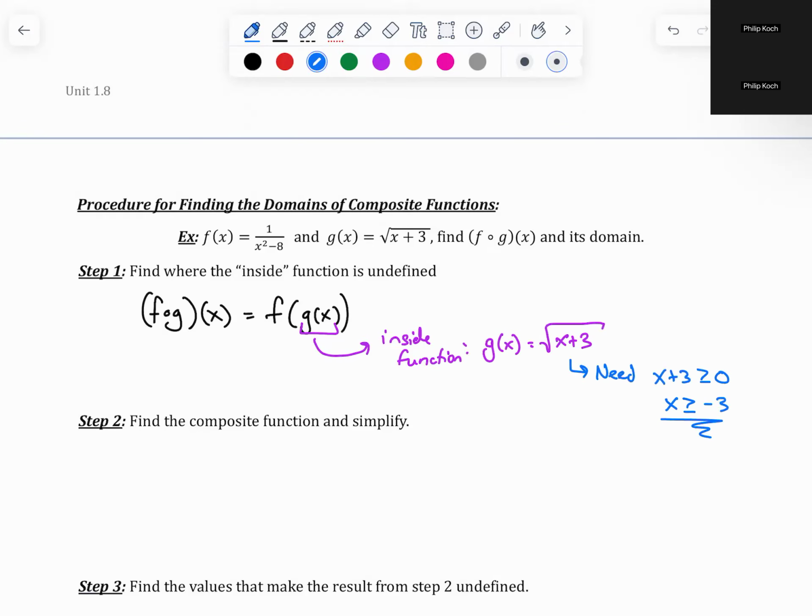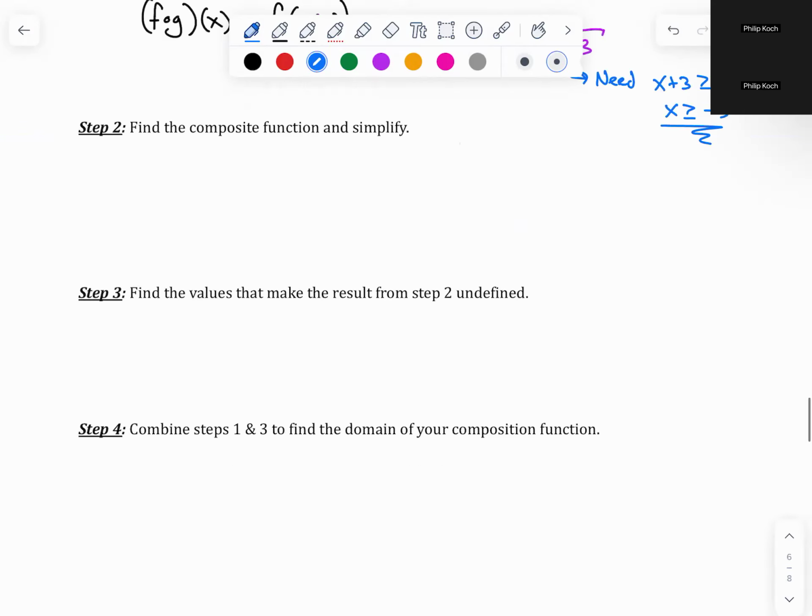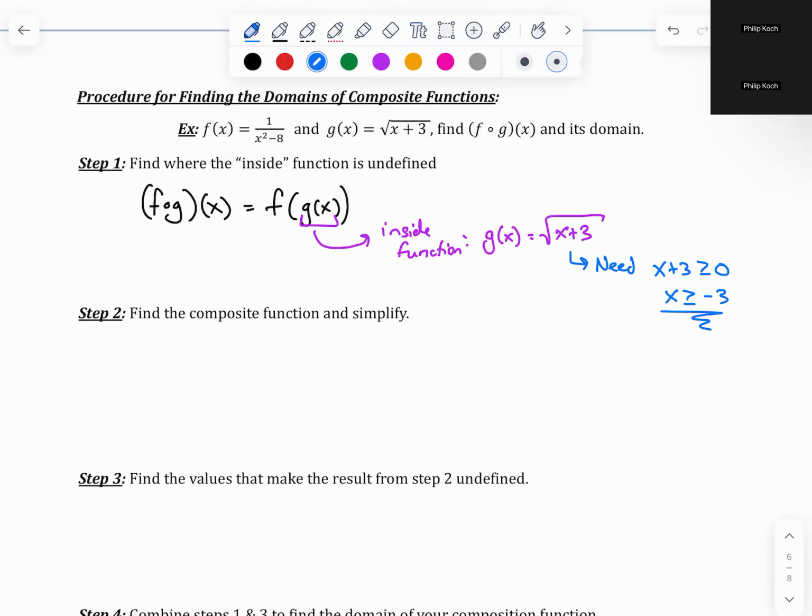I'll explain why once we get to the end. I have a question down there that will answer why we have to do step 1. So suspend disbelief for just a moment and just say that you need to make sure to find out where the inside function is undefined. Then you will find the composition function and simplify it.